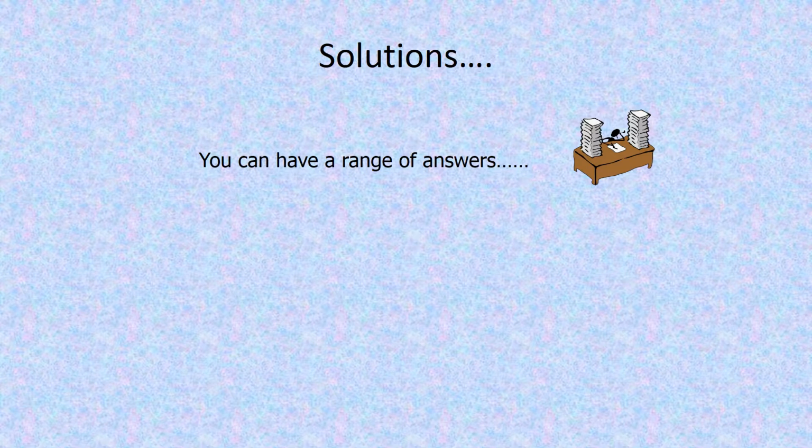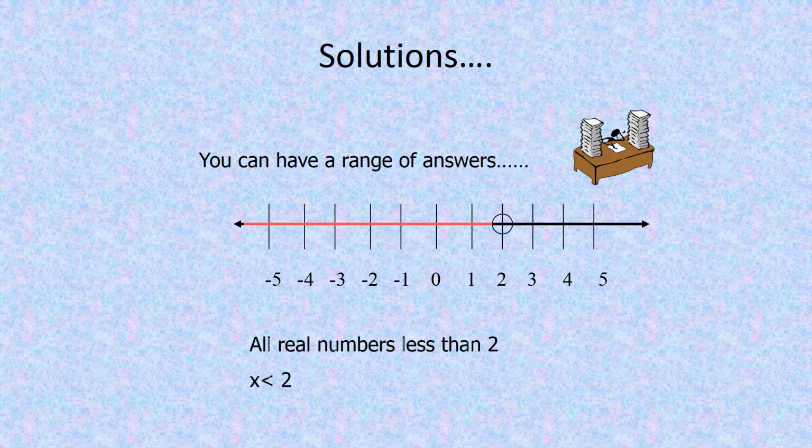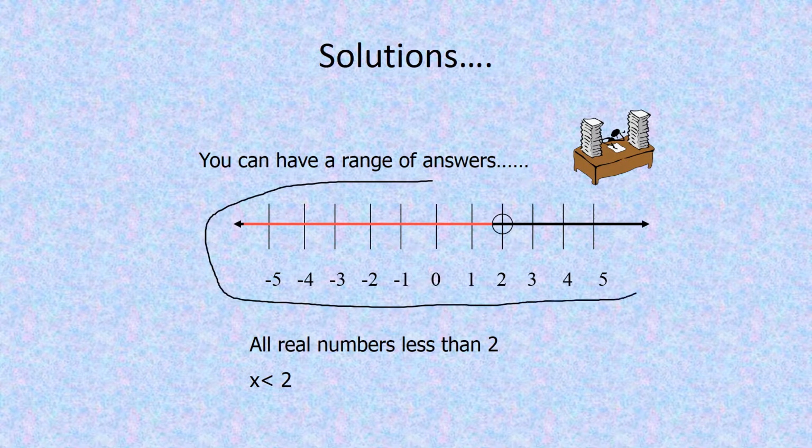So solutions. Remember, you have an infinite amount of answers with an inequality versus just one answer. And how would you plot that on a number line? Well, you would have to show all the possible answers. So we're going to be shading our number lines either to the left or the right. So this right here is a graph of an inequality. This is saying that the answer can be all real numbers less than 2.